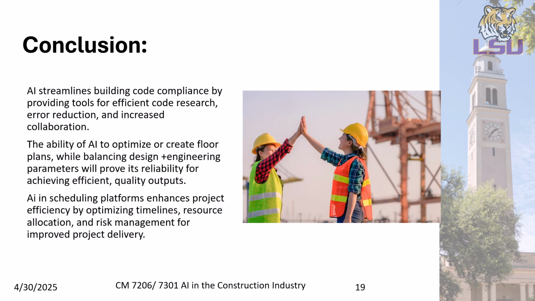In conclusion, AI streamlines building code compliance by providing tools for efficient code research, error reduction, and increased collaboration. The ability of AI to optimize or create floor plans while balancing design and engineering parameters will prove its reliability for achieving efficient, quality outputs. AI in scheduling platforms enhances project efficiency by optimizing timelines, resource allocation, and risk management for improved project delivery.